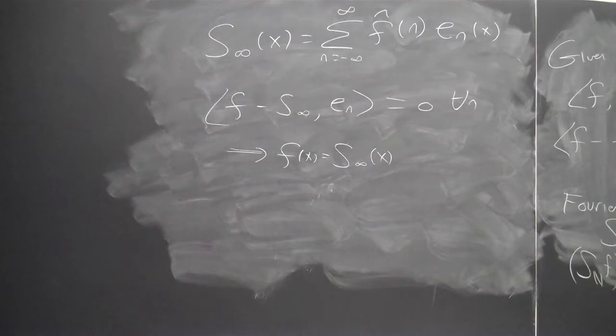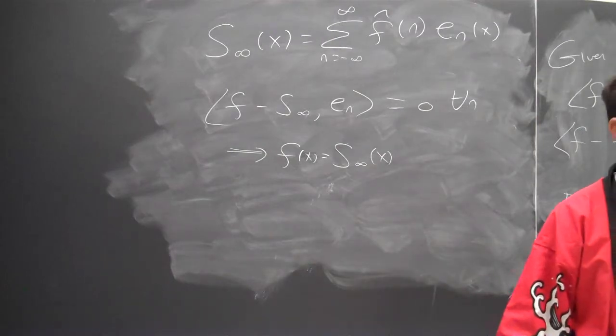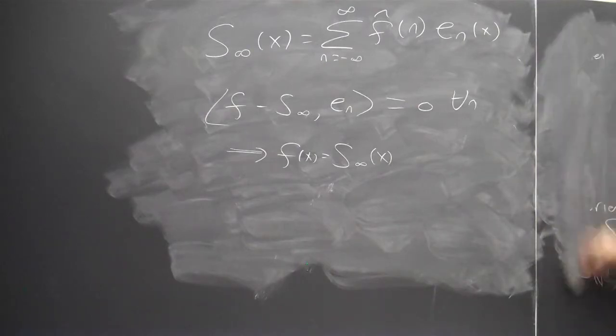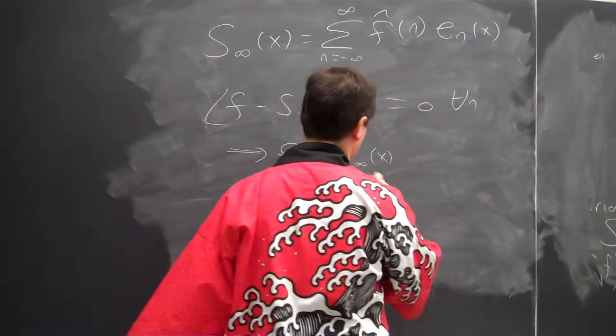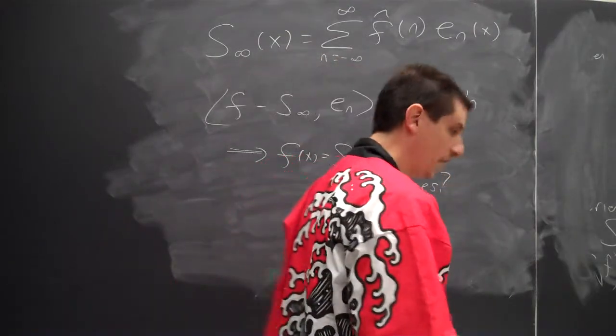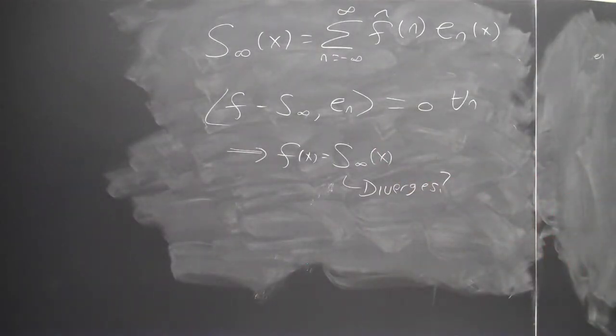So what are the issues with this? There are two issues. What could go wrong? Anybody can think of what could go wrong? It could be unbounded. What could be unbounded? Our sum, that could diverge. Good. So the first issue could be maybe it diverges. Right? And if it diverges, then we have some issues.